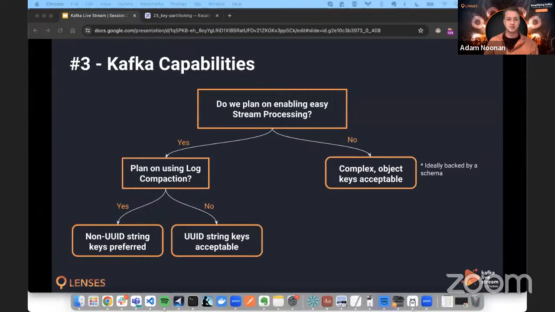The next thing to ask too is, do you plan on using log compaction at all? Because if the answer is yes, then a UUID would probably not be the perfect solution for your key value. And I think, Ivan, you'd mentioned this to me earlier, right? That using a UUID for log compaction can result in some pretty serious issues.